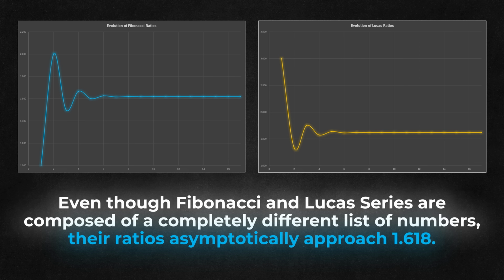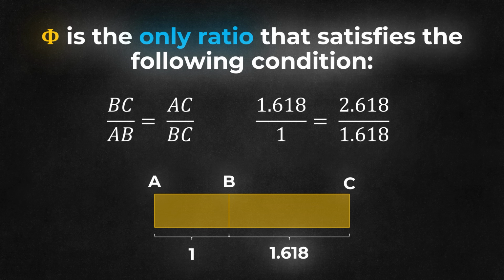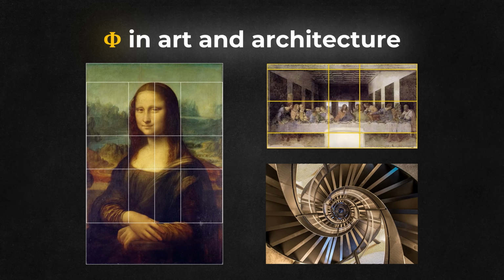Let's now quickly explore a mystery related to this number 1.618. We saw how the ratios both in the Fibonacci and Lucas series approach phi as we move further into the series. However, the golden ratio also has a unique geometric property. The ratio 1.618 is the only ratio that satisfies the following condition. In other words, if you divide the length of the BC segment by the length of the AB segment, you get 1.618. If you divide the length of the AC segment by the length of the BC segment, you also get 1.618.